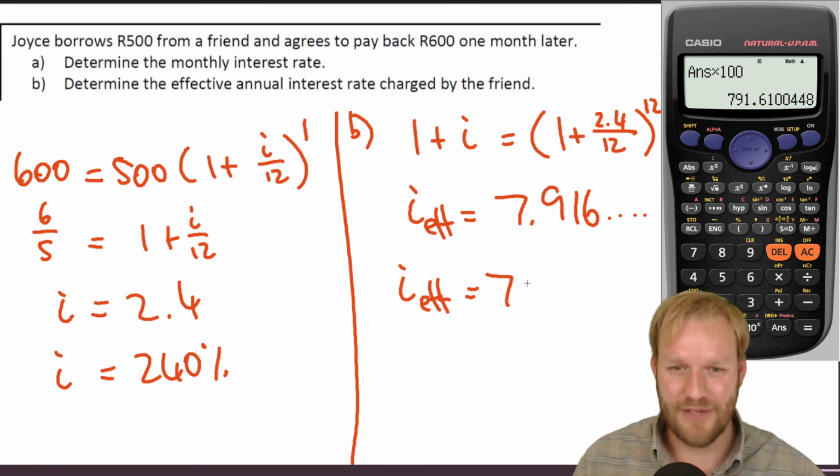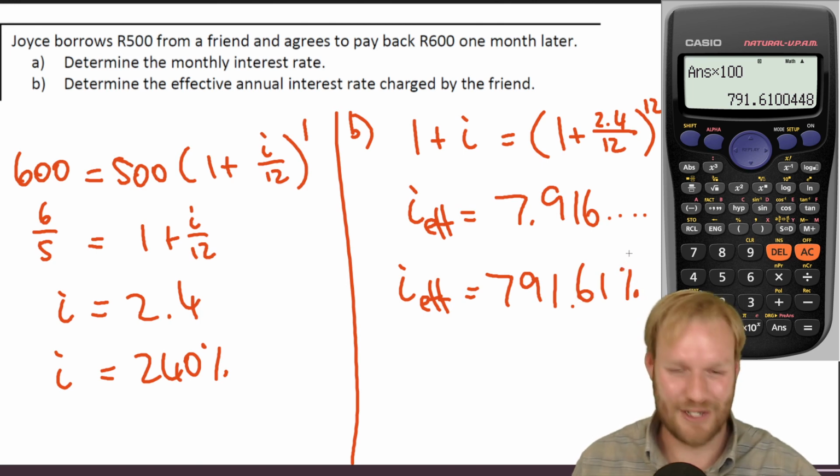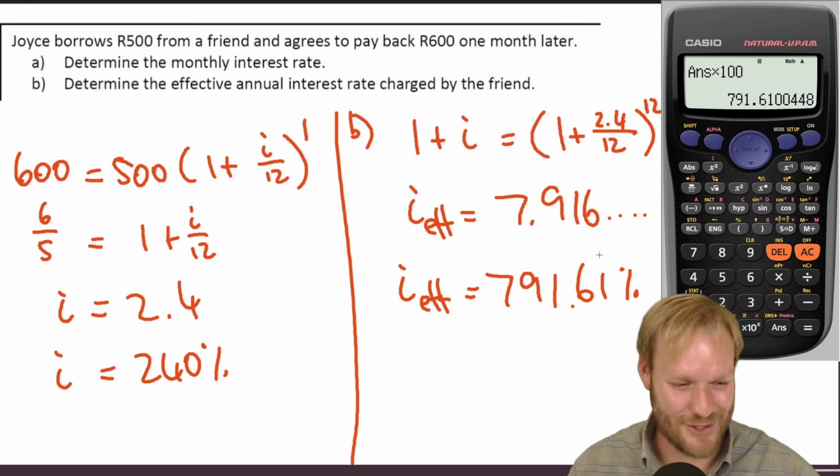So the effective annual interest rate is 791.61%. That is an insane amount, isn't it? But, be that as it may, that is the story with Joyce.